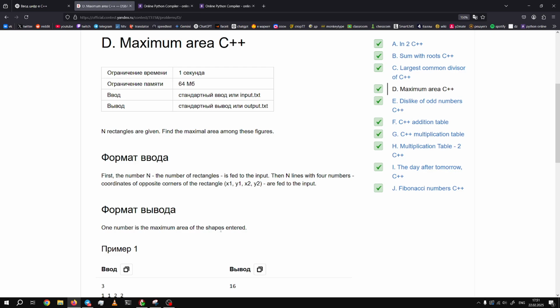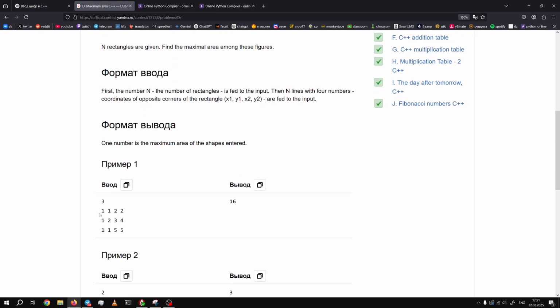So let me paraphrase this. We have n rectangulars. First of all, we input n, and this is the number of our rectangulars. And then we have 4 coordinates. This is coordinates on y and x axis. I hope you understand it.